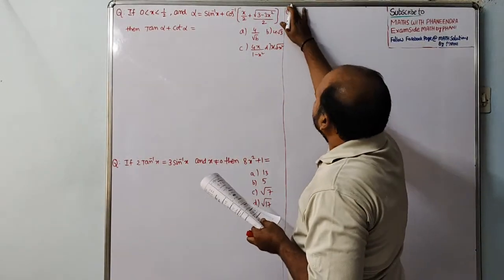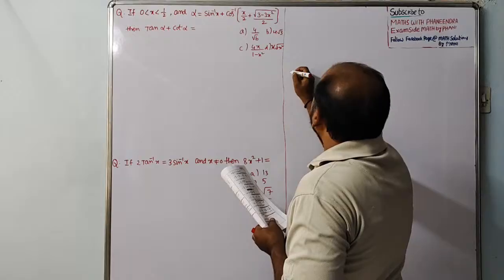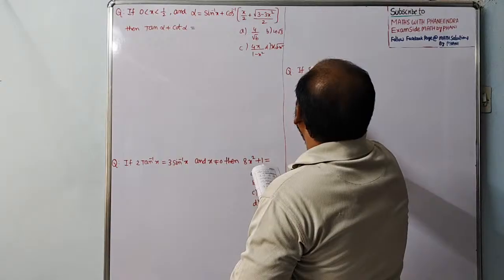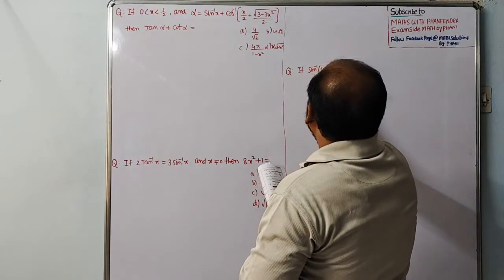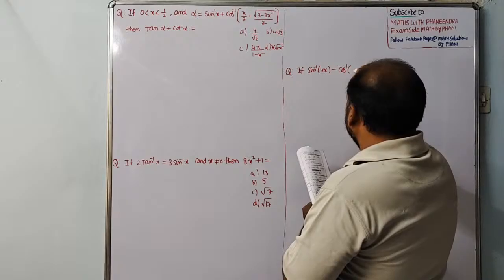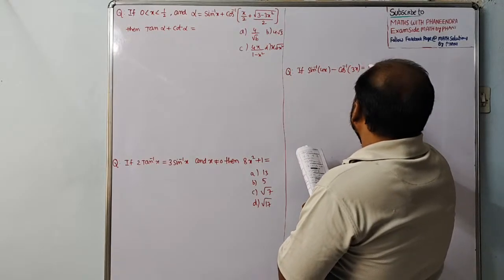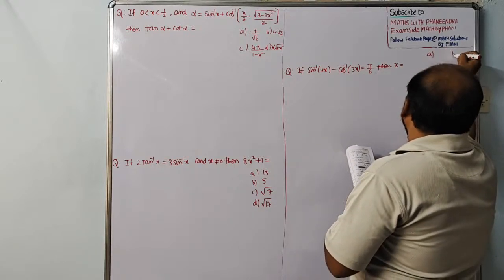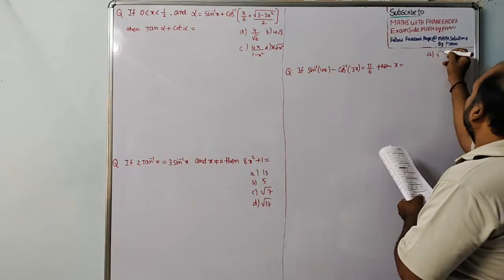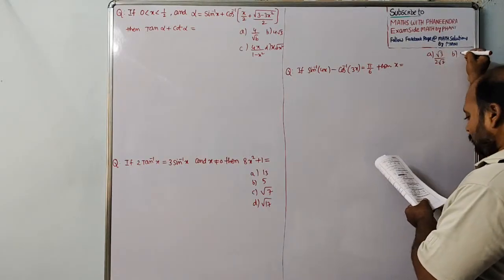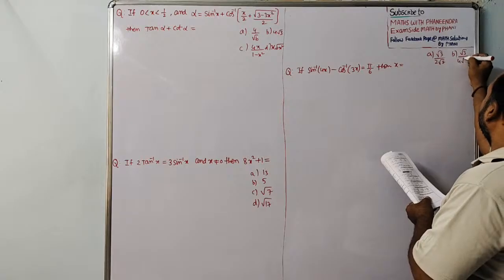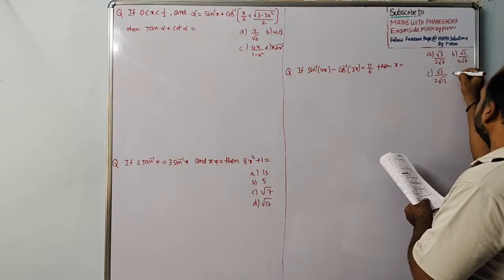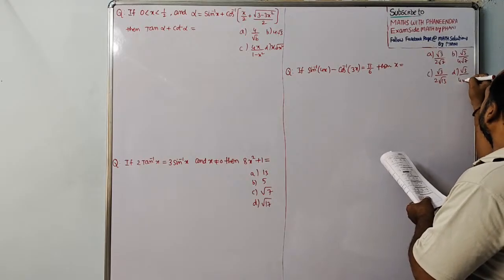Next question. Here I am writing: if sine inverse of 4x minus cos inverse of 3x is equal to pi by 6, then x is equal to. Options: root 3 divided by 2 root 7, root 3 divided by 4 root 7, root 3 divided by 2 root 13, root 3 by 4 root 13.